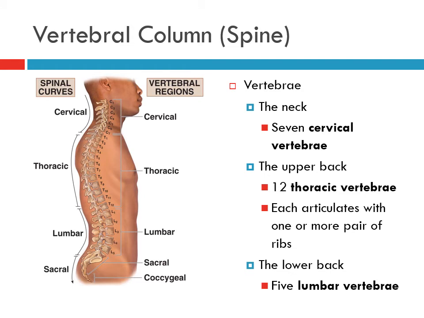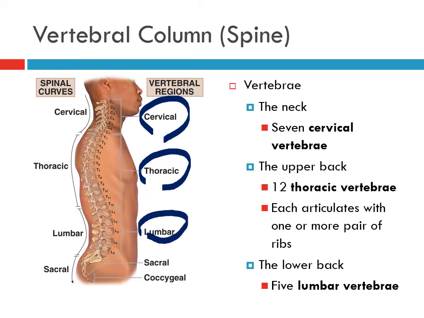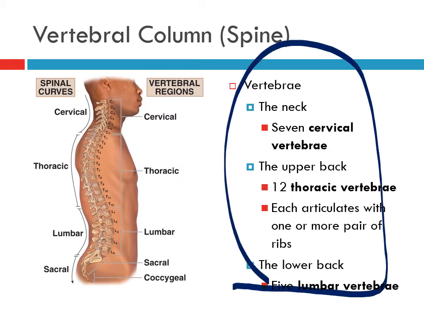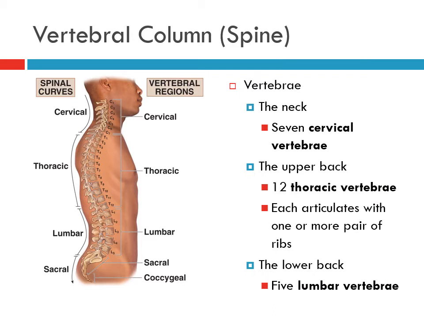So there are 4 different regions of your spine. The cervical region is the neck. The thoracic region is the mid-back. The lumbar region is the low back. And then the sacral and coccygeal region is sort of the tail. I want you to know these numbers. Basically, know everything on this slide, okay?